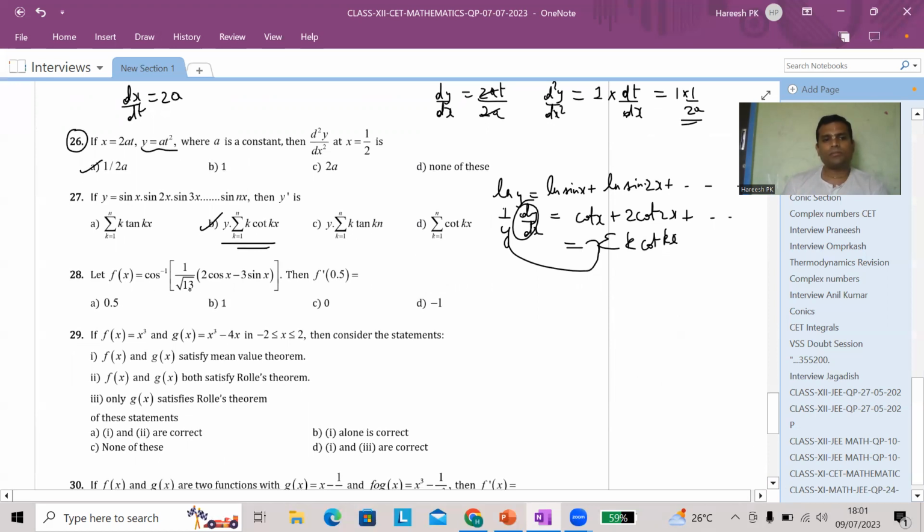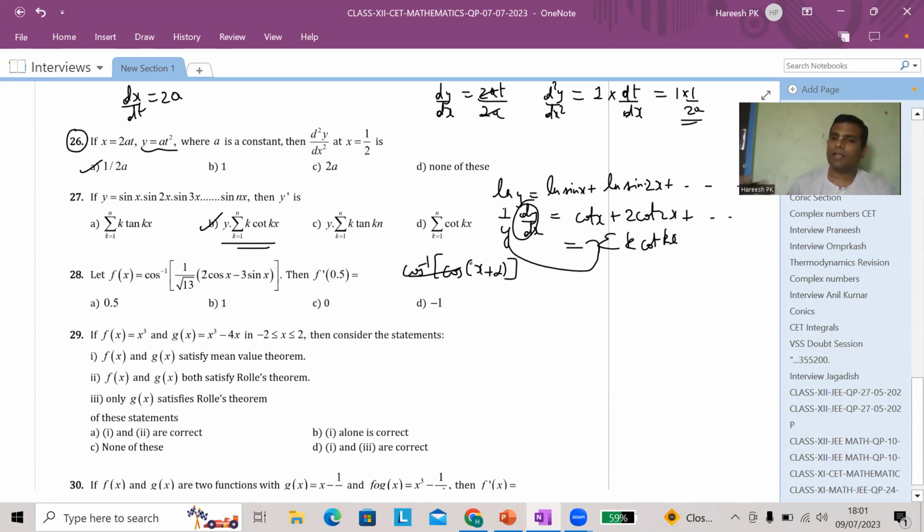So how do we solve this? This is similar to the inverse trigonometry question. You can write 2 by root 13 as cos alpha. 3 by root 13 will be sin alpha. So you'll end up getting cos inverse cos x plus alpha, because you'll get cos A cos B minus sin A sin B, which is cos of A plus B. So this will simplify to cos of x plus alpha, and then cos inverse and cos get cancelled. So you'll have x plus alpha. Derivative of x plus alpha is 1. So that is the answer.